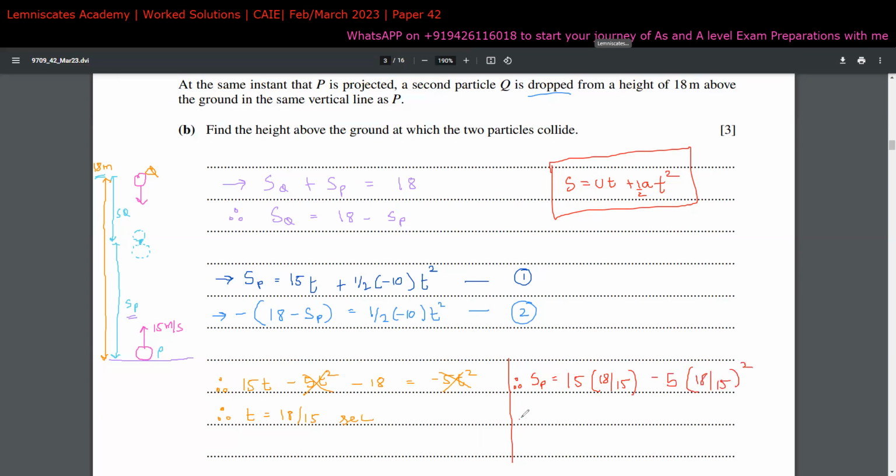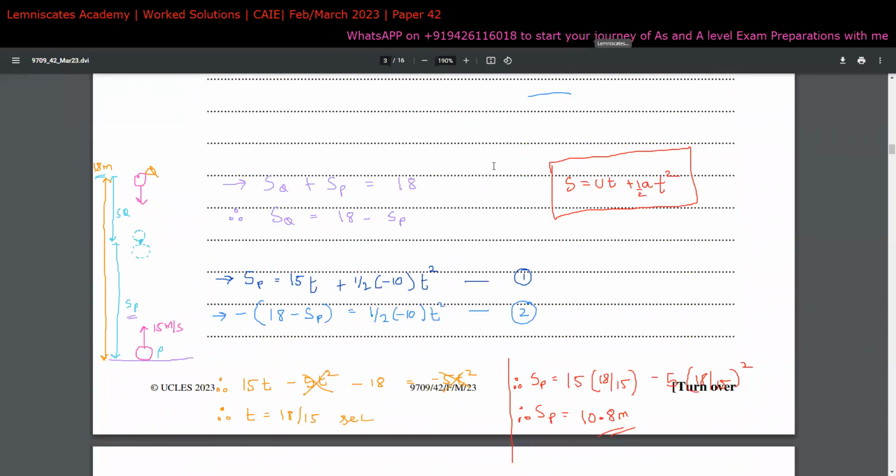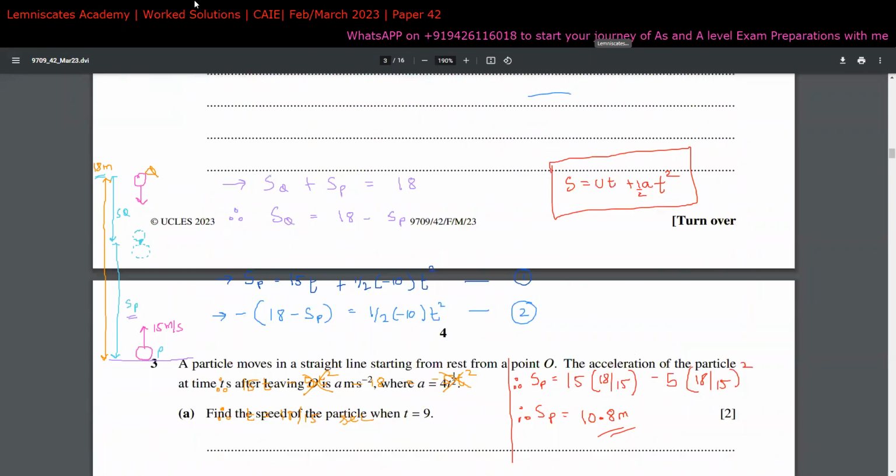And now if I solve this in CAIE, let's see what do we get. So it's basically 18 minus 5 times 18 by 15 whole square. So it's coming out to be 10.8 meters. So that will be the answer of part B of question 2. Let's see if we are having question C. All right, no, we are having question 3 directly now.